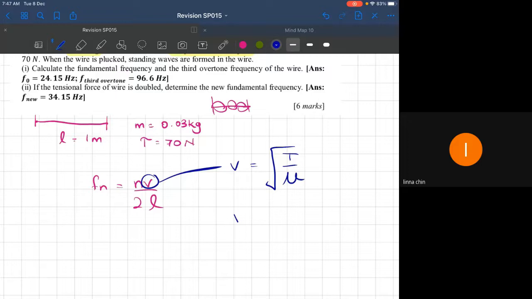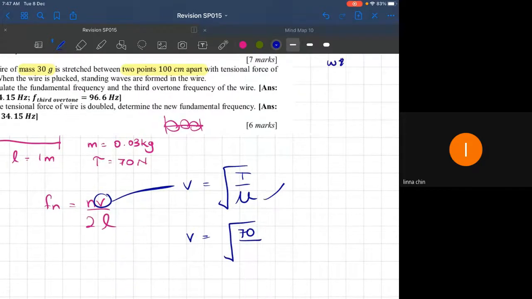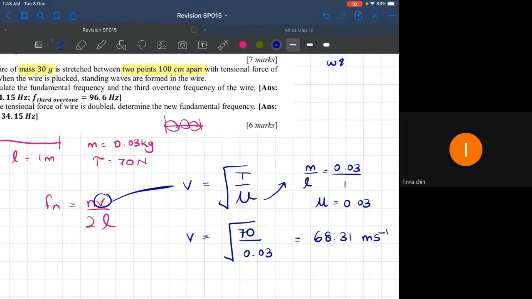Okay, V sama dengan square root of tension kita 70 and then mu pula sama dengan mass over length kan. So mass kita sama dengan 0.03 bahagi dengan 1. Okay. So our mu is actually 0.03. Okay. So masukkanlah 0.03. So you will get your answer to be, tekan calculator, you will get your answer to be 68.31 ms negatif 1. Okay. Right. So sekarang ni kita dah cari V, nak masukkan saja.